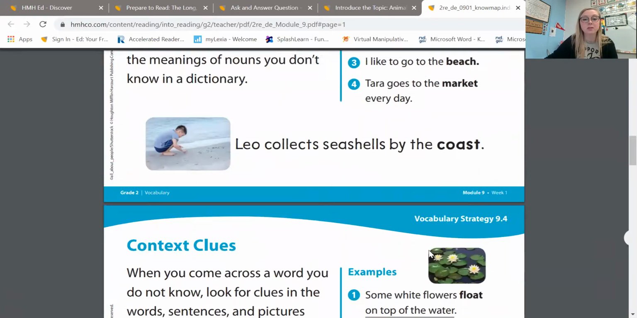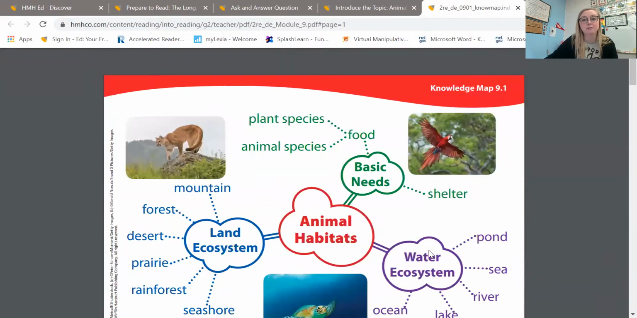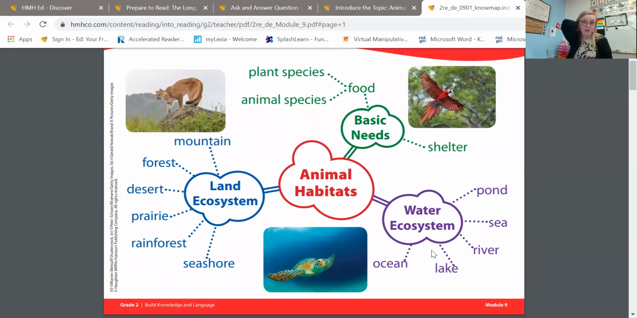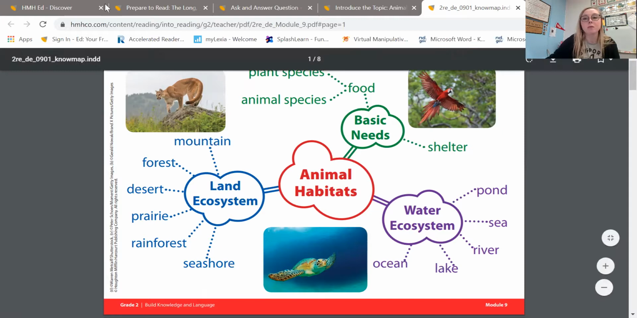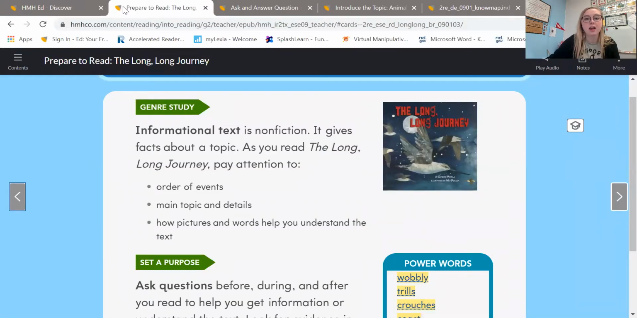So that is going to be our main focus for these next 2 weeks of our stories. And then this week we are starting a story called The Long, Long Journey. That will be our main story for the week. And that story is an informational text.